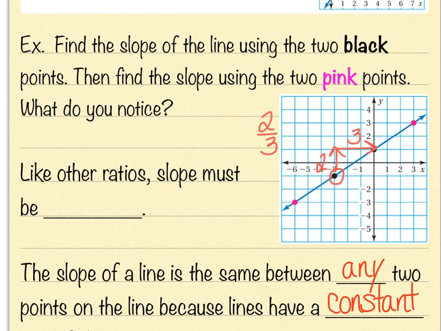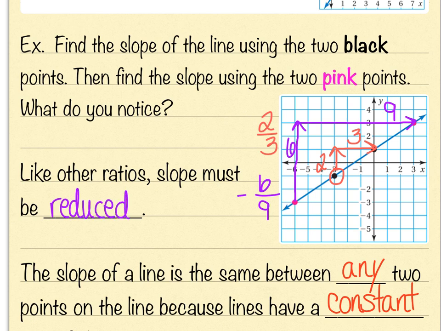All right, so let's do the 2 pink points and see if we notice anything. If I do the 2 pink points, my rise is 1, 2, 3, 4, 5, 6. And then my run is 1, 2, 3, 4, 5, 6, 7, 8, 9. So my rise is 6 and my run is 9. But just like all fractions, and slope is a ratio, which makes it a fraction, slope must be reduced if it can. And so 6/9 actually reduces to 2/3.